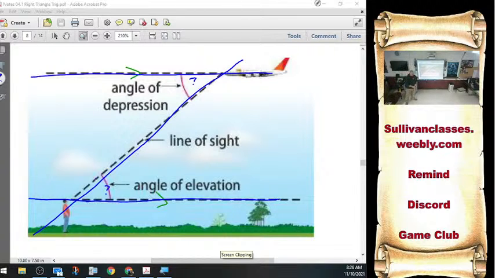Okay? Alternate interior angles. Since we know that alternate interior angles are congruent, and since anything parallel to the ground is parallel lines, that means an angle of elevation and an angle of depression are going to be equal. Now that's important.